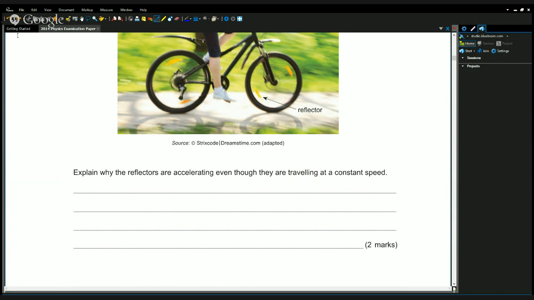Now, mind you, mention that constant speed does not imply constant velocity. All right, change in direction.